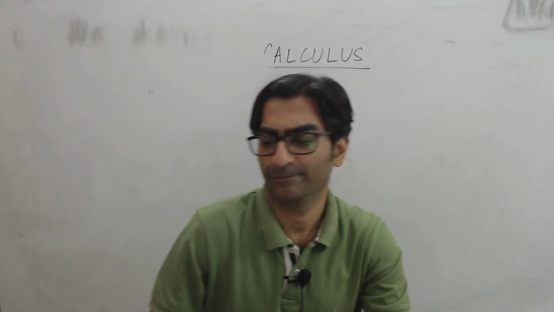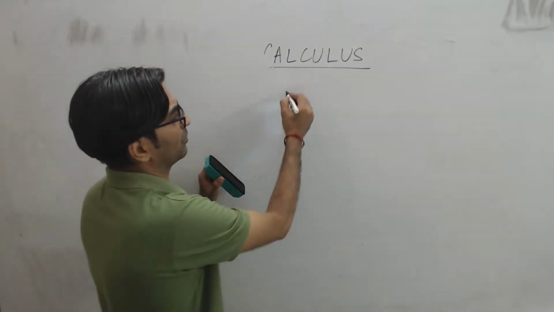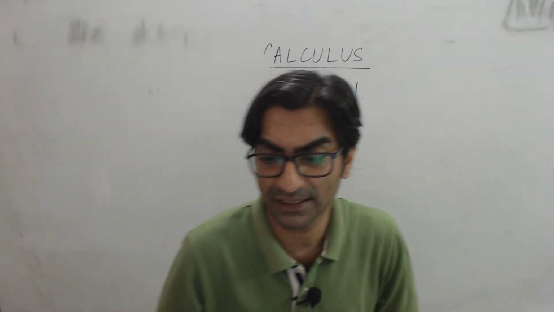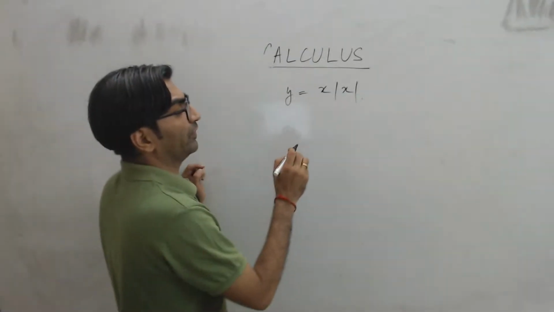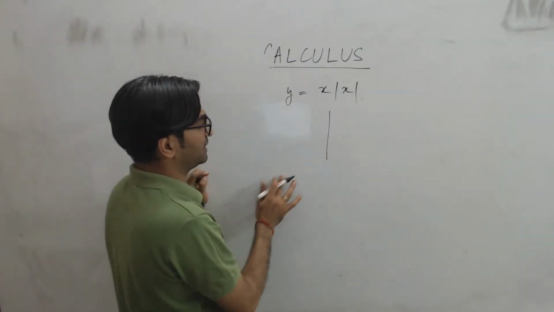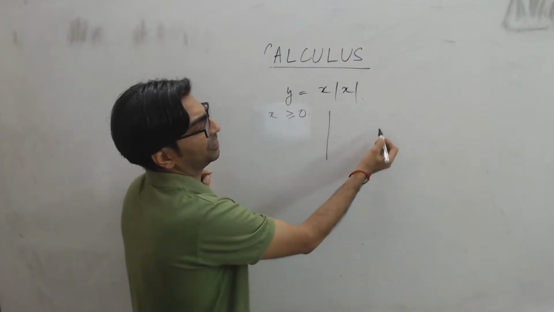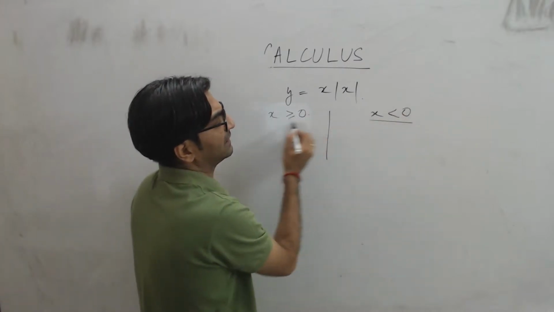All right. Okay, let's see what happens here. y is equal to x mod x, and I want to differentiate this. So do the same thing we did in the previous question, split it into two domains. x is either positive or 0. Second case, when x is negative.